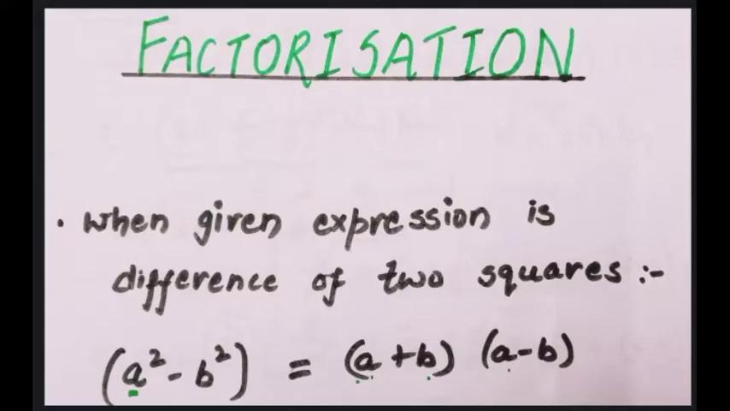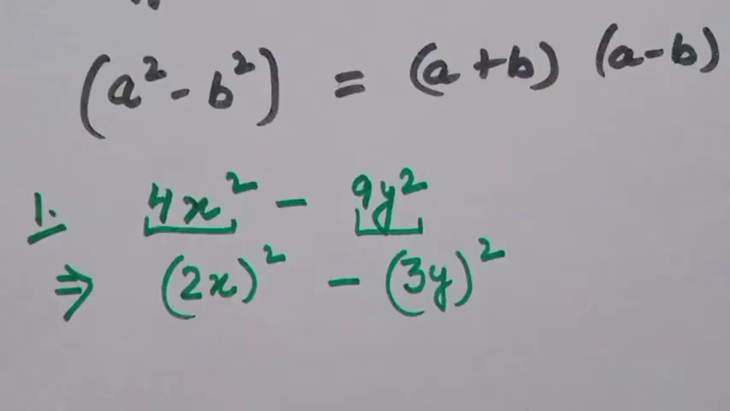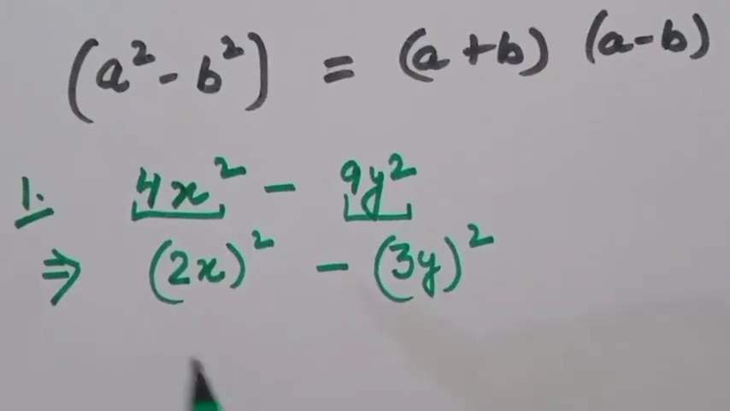So here, children, factorization means when we represent something in factors. When the given expression is the difference of two squares, we will be using this identity for factorization of that kind of expression. Okay, so let's start understanding a few questions.